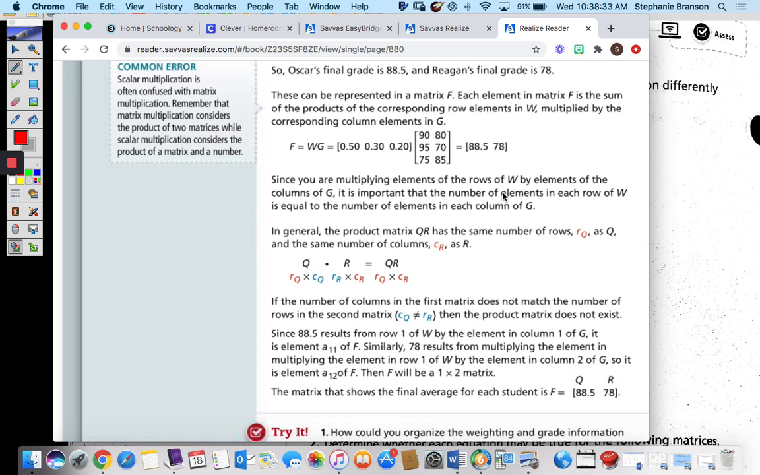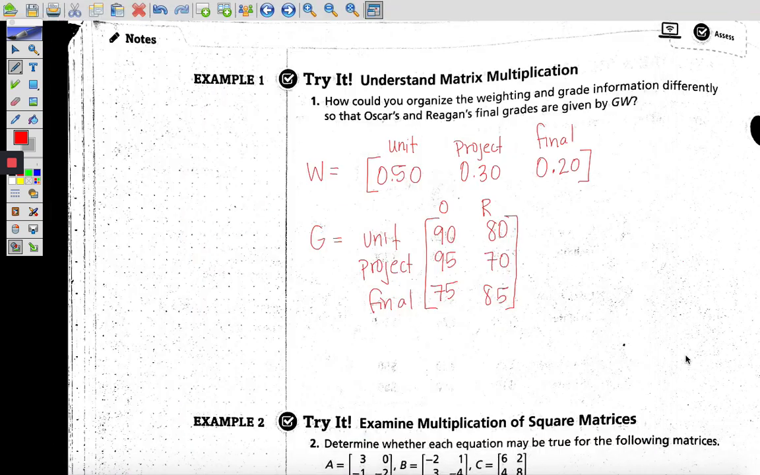But they're saying an easier way for us to do that would be to multiply G times W, our grades times our weighting. That way we didn't have to do it individually. We could just put it in our calculator, and the calculator would tell us what the final grades were.